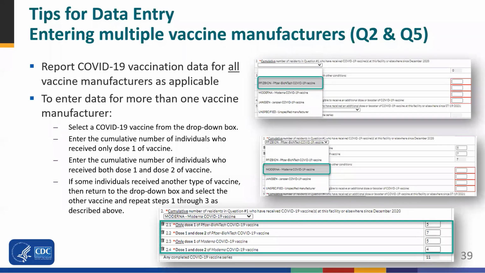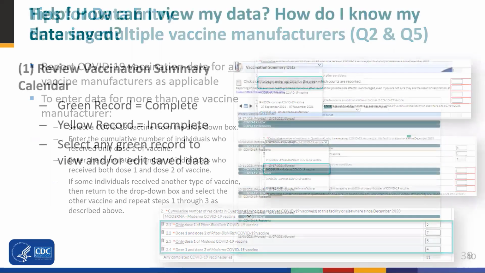To enter data for more than one vaccine manufacturer, select a COVID-19 vaccine from the drop-down box. Enter the cumulative number of individuals who received only dose 1 of the vaccine. Next, enter the cumulative number of individuals who received both dose 1 and 2 of the vaccine. If some individuals received another type of vaccine, then return to the drop-down box and select the other vaccine, and then repeat steps 1 to 3 as described above.